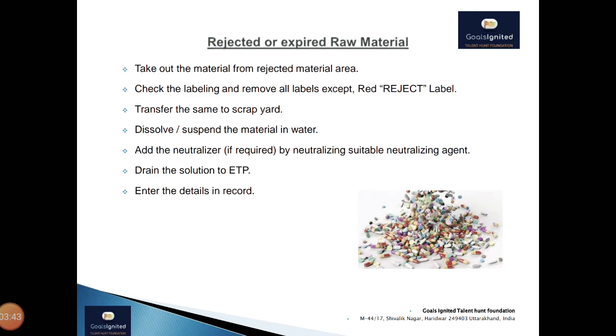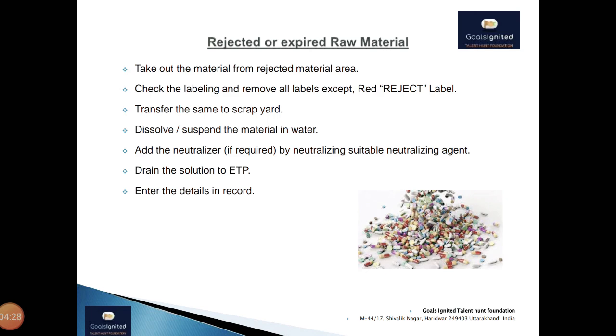Now we come to the rejected or expired raw materials. First of all, the expired raw materials are those that may be retained samples in the QC analysis, or may be found during the inventory of the warehouse where all the raw materials are kept. Sometimes if the raw material is not in use, remains unused and just crosses its shelf life, then it comes under expired raw material. So take out the material from the rejected materials area as per the procedure. If the raw material is expired, then it needs to be placed in the rejected material store area.